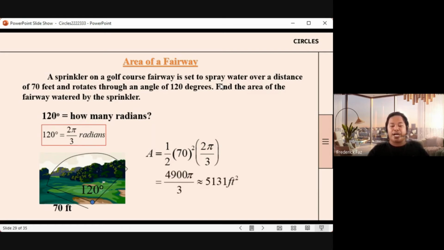So, naging 4,900 pi over 3. So, na-cancel po yung 2 dito, 2 over this 1. So, 70 squared na lang po. 4,900 copy pi over 3 po. And then, simplifying po, don't forget po to calculate the pi. So, we have approximately 5,131 square foot po.